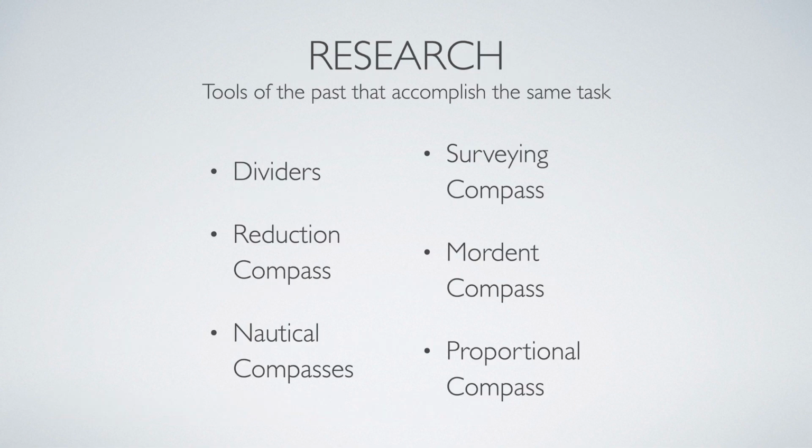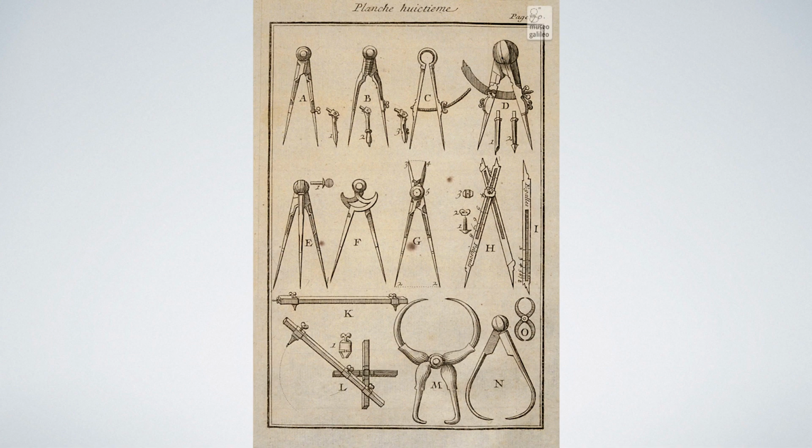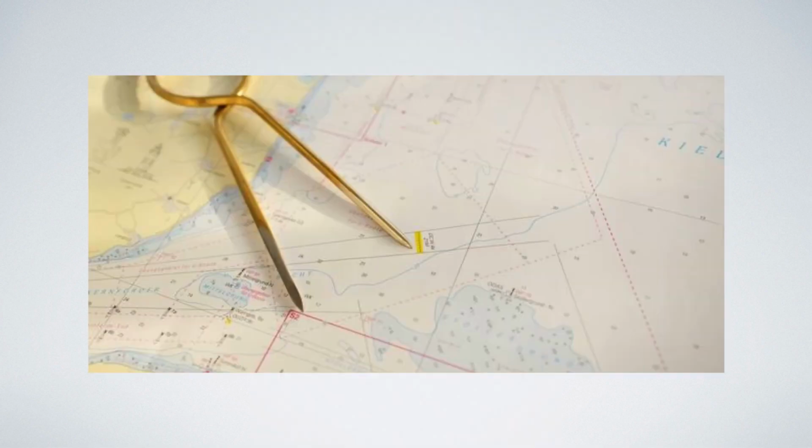In my research, I found several tools of the past that actually accomplish the same task, such as dividers, nautical compasses, mordant compasses, etc. As you can see, all of these devices share a pretty common DNA. We have two points and we have a scale in between them. What we need to be able to do is take our two points and place them between our two cities, compare that to the distance on our ruler, and using the scale on the map, we can find the distance between these two points. This is a primary driver of how our device will work.